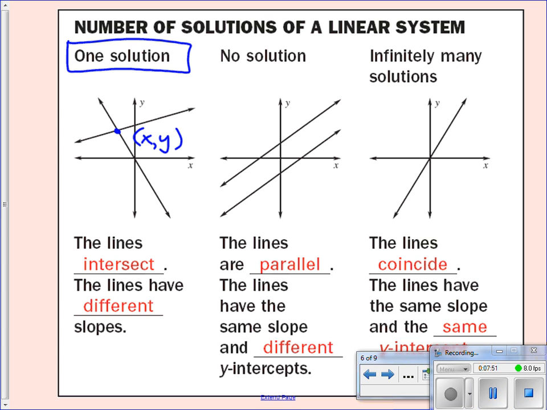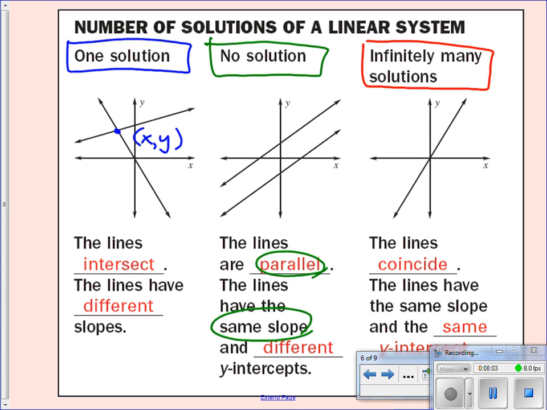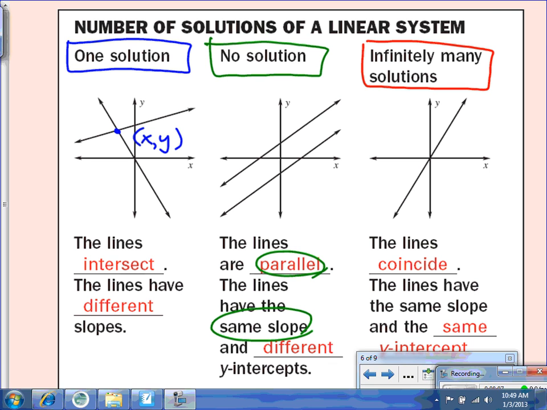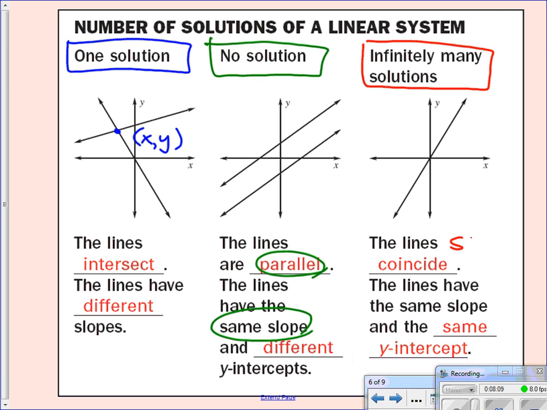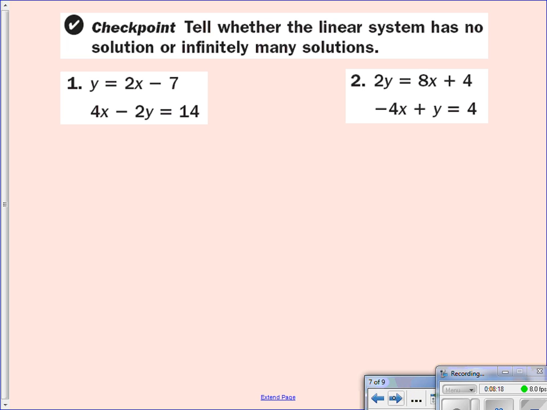So when you're looking at it, if you have one solution, you have one ordered pair where the lines intersect. If you have no solution, you are looking at parallel lines because they have the same slope. And if you have infinite solutions, it's because it's the exact same line. Same line. If you put it in slope-intercept, the same slope and the same y-intercept.